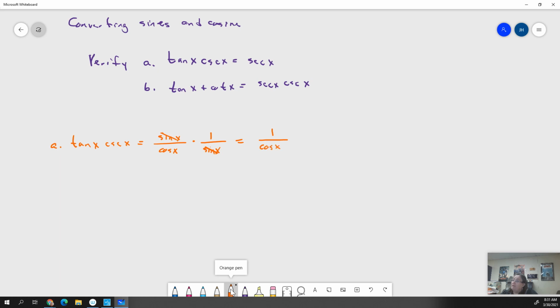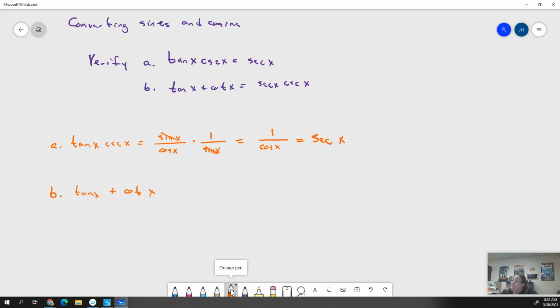And if I look at that, I know that is just the inverse of cosine, which is just secant of x. So it's a simple fix when I just converted everything from other things to sine and cosine, right? If we look at part B, we've got tangent x plus cotangent x, right?